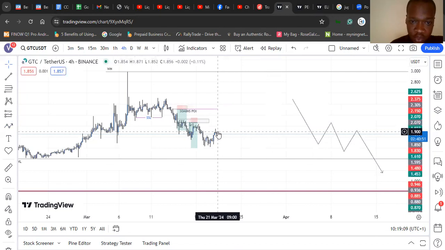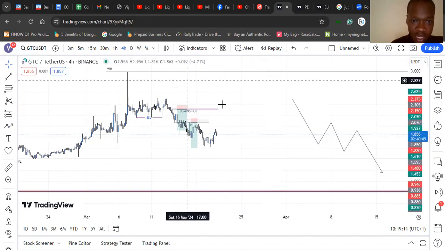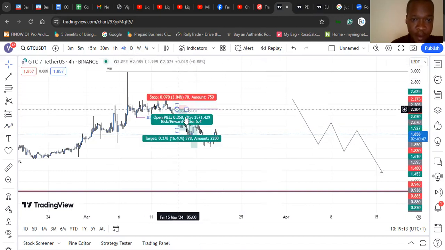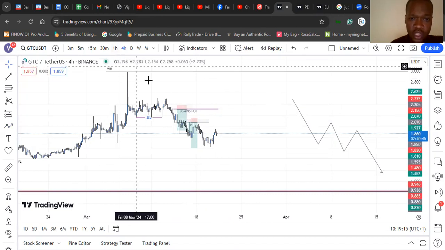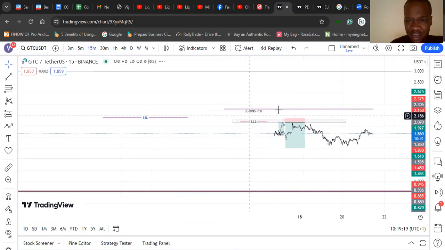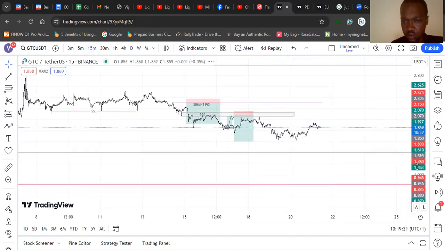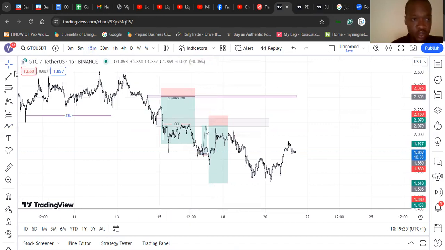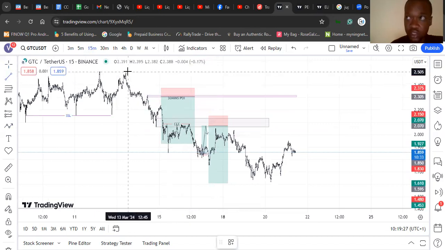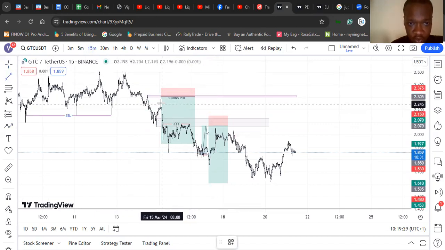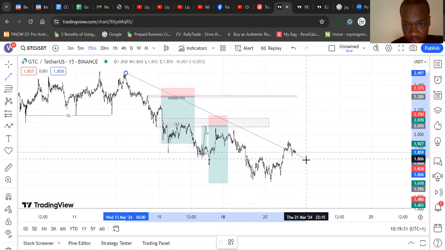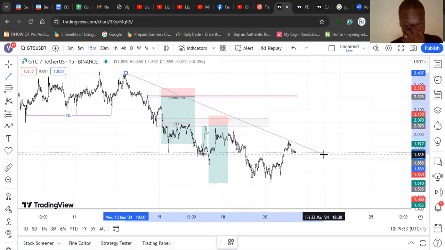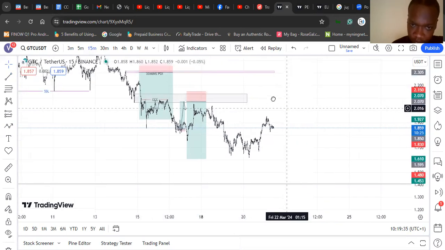So now, how do we trade this? The top-down analysis has helped us spot that now we're in a bearish trend. What we need to do now is go down to the lower time frame and look out for more sells. If you draw your trend line, you will see that price is already showing us that it's bearish. Price is already telling us we are bearish.